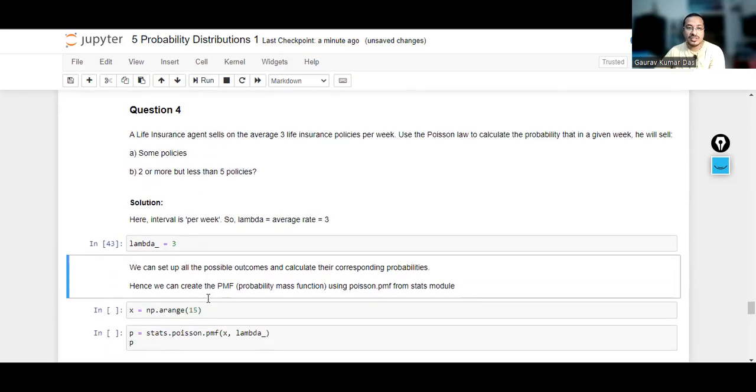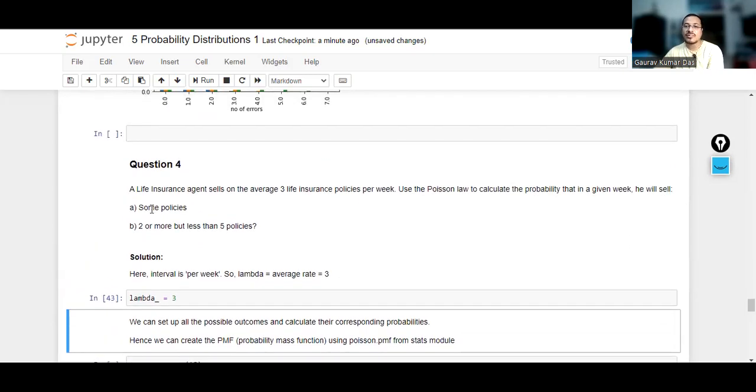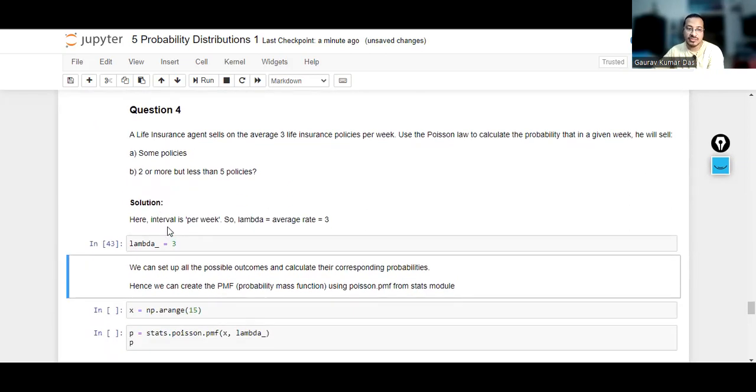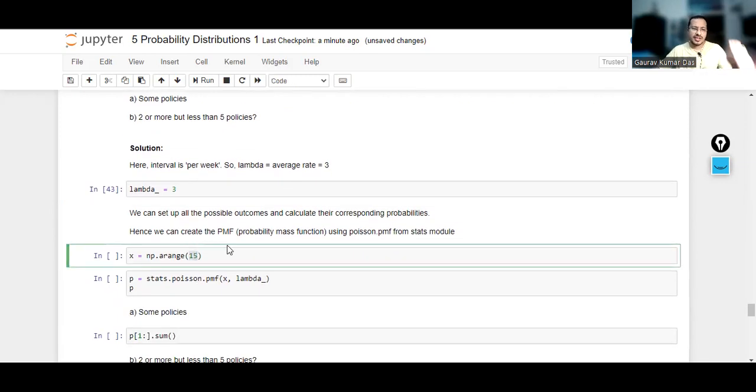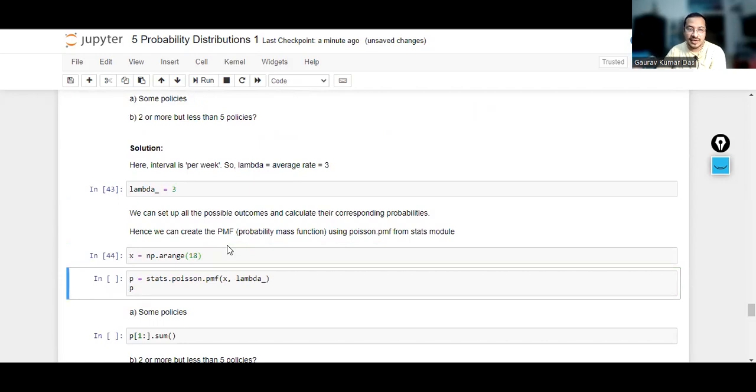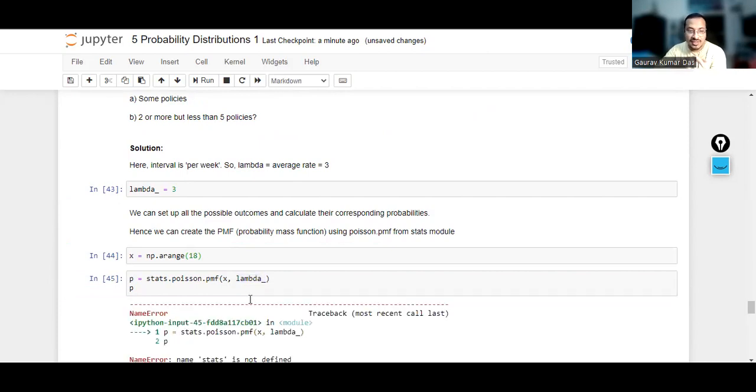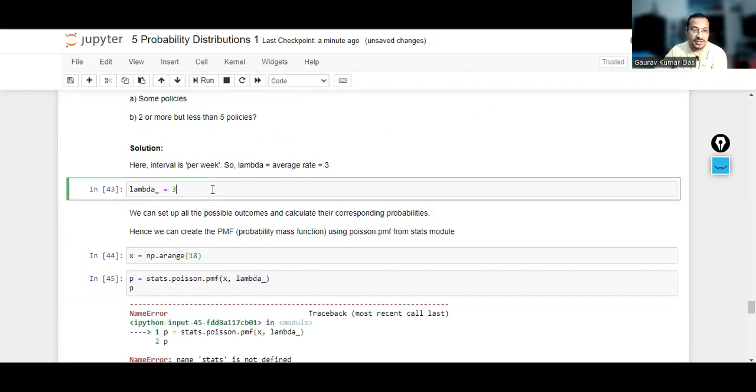So once my lambda value is 3, some policies means what? Greater than 0, right? And how many such events will you take? Possible events 15, let's say 15, 16, 17, whatever you want to take. Okay, earlier I've taken 18, let me take 18 again, no problem, right? So once I specify the possible events, then lambda is 3 and x is 18. So this is the probability distribution.